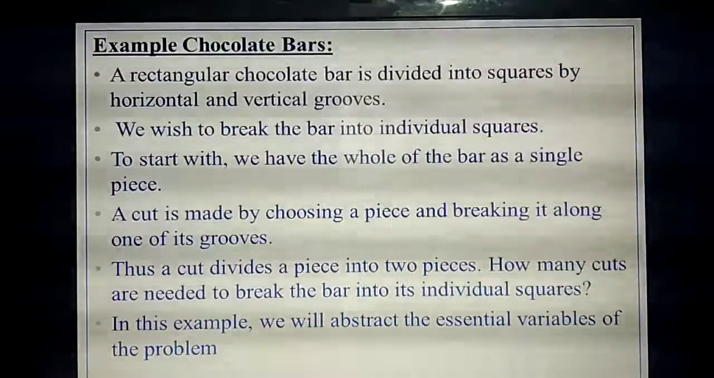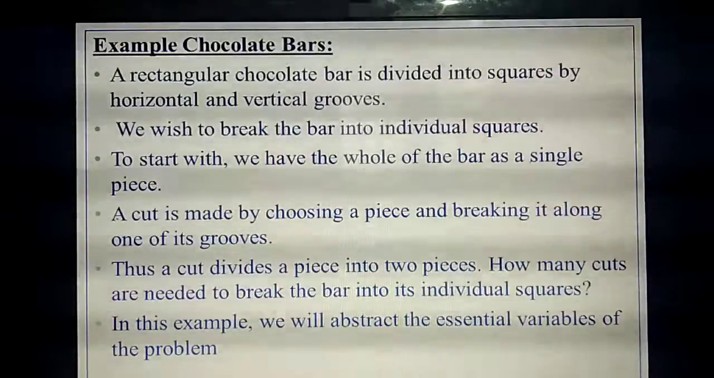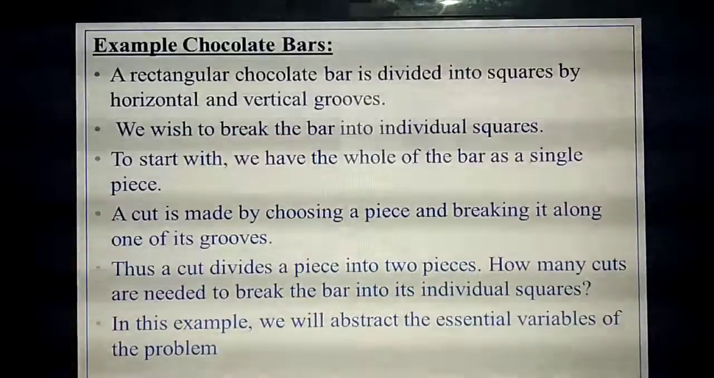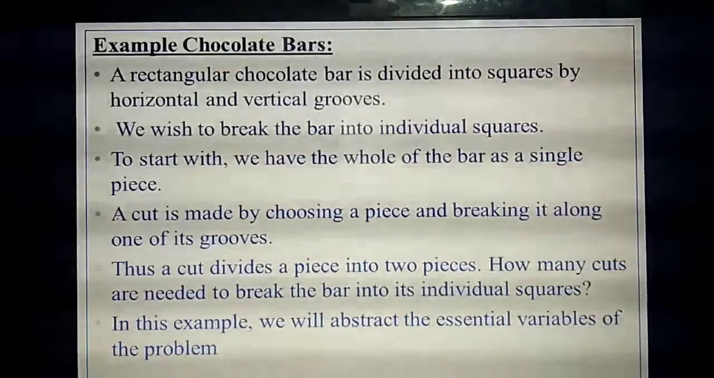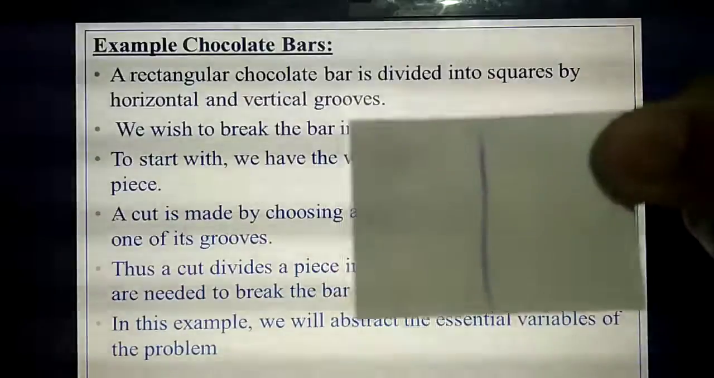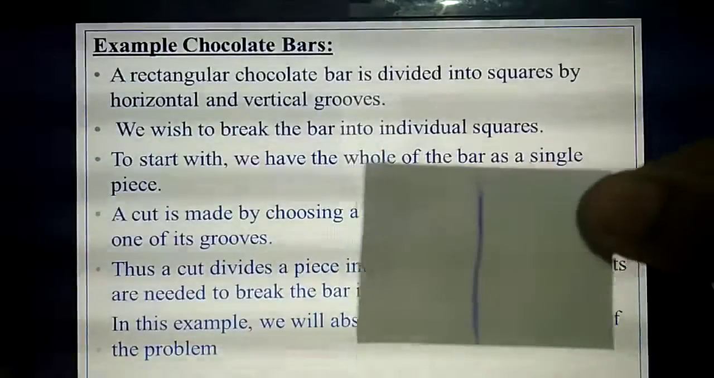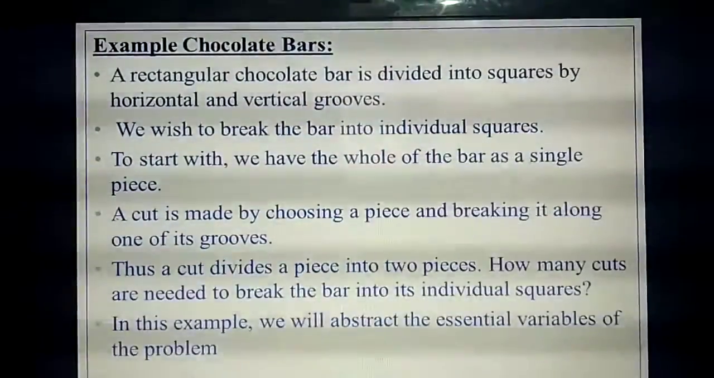Then, a cut is made by choosing a piece. So next you make a cut. How many cuts are you making? Only one cut. If you make one cut, how many pieces will there be? Think about it: a rectangular chocolate, and first you make one cut, shown in blue color. Two pieces will be there, this portion and this piece.